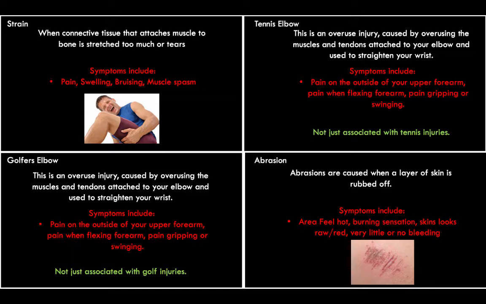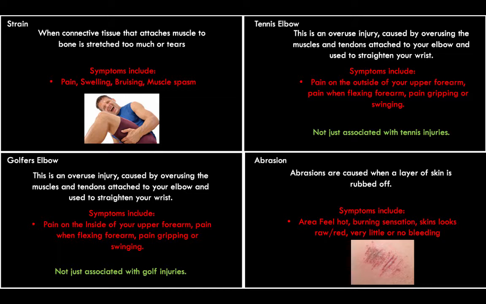Tennis elbow. This is an overuse injury caused by overusing the muscles and the tendons attached to your elbow, which are used to straighten your wrist. Some symptoms include pain on the outside of your upper forearm when flexing the forearm, and pain gripping or swinging. This is not just associated with tennis injuries. Golfer's elbow. This is an overuse injury. However, unlike tennis elbow, the pain is on the inside of your elbow, not the outside. And again, this is not just associated with golfer's injuries.